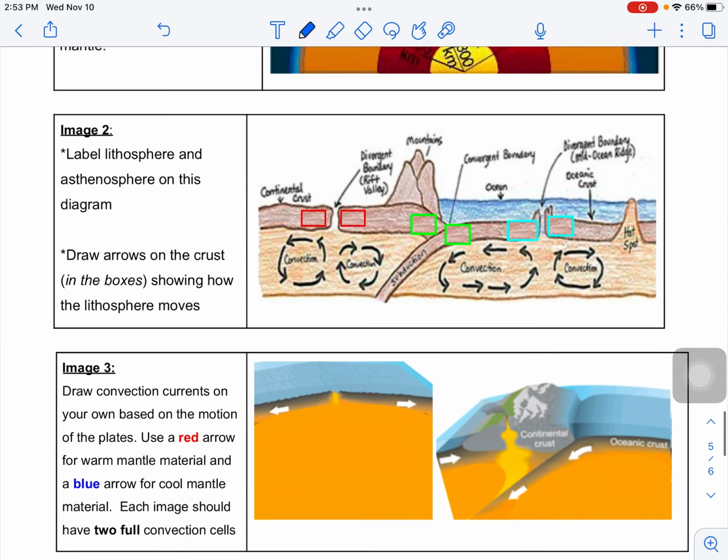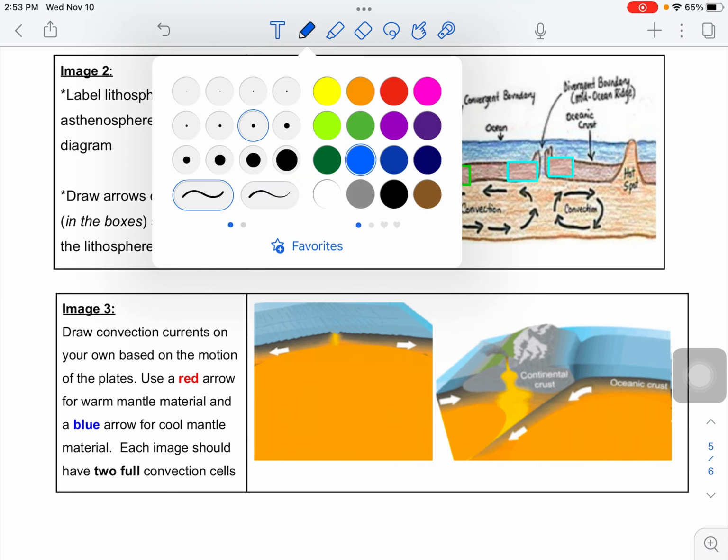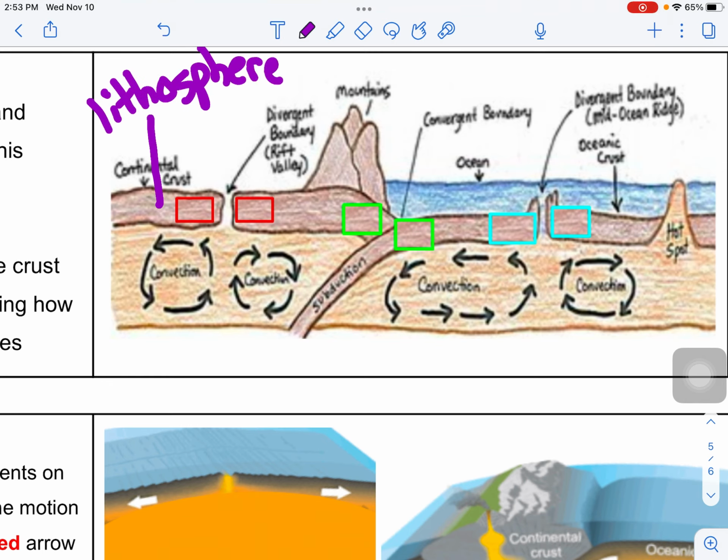Let's take a look at image number 2. Okay, here in image number 2, what we're supposed to do is label the lithosphere and asthenosphere in the diagram. Draw arrows on the crust in the boxes showing how the lithosphere moves. So first thing we're going to do is label where the lithosphere and the asthenosphere are. The lithosphere is this dark brown area that makes up the crust and the upper part of the mantle.